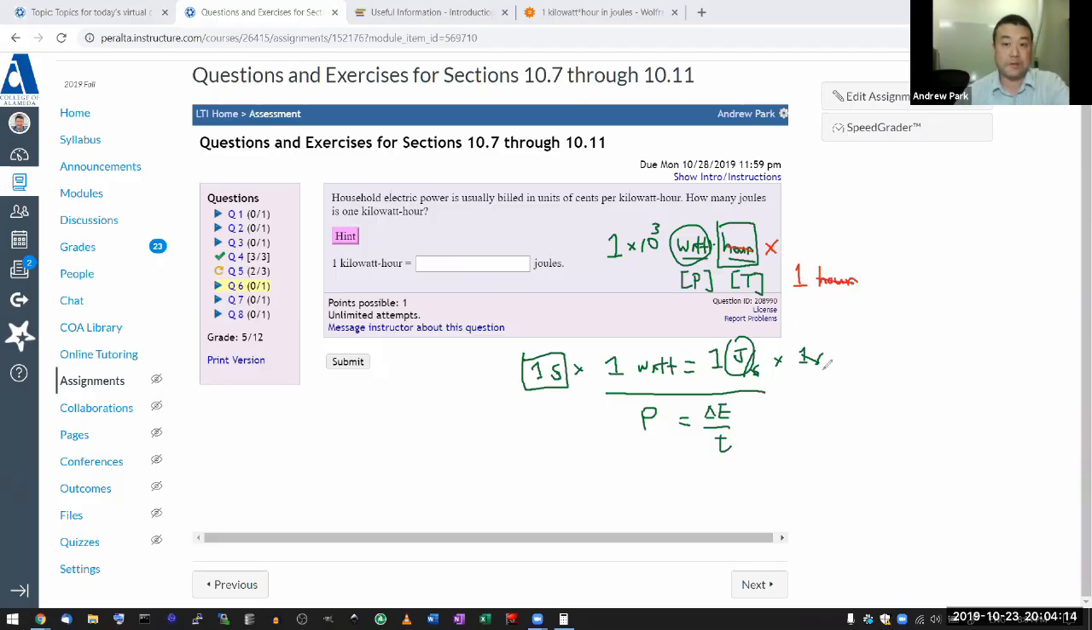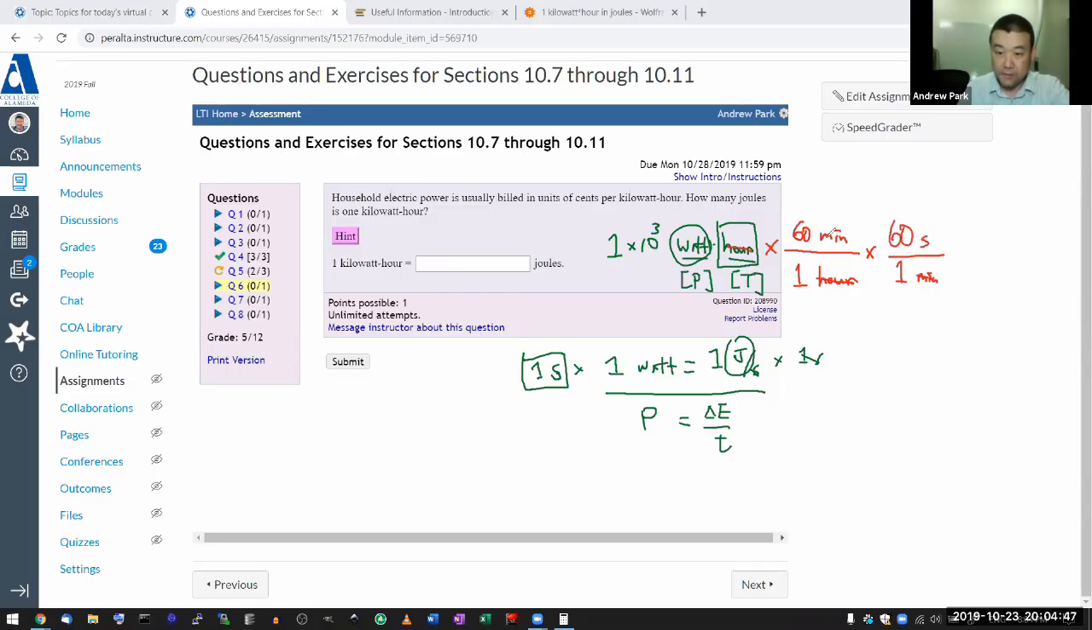But if I just randomly start multiplying by numbers, that changes my number. So I want to be multiplying by a fraction where the numerator is the same physical quantity as the denominator. So 1 hour is 60 minutes. But minute isn't what I want, I want seconds. So let me do this one more time. I want to cancel out the minutes, and 1 minute is 60 seconds.